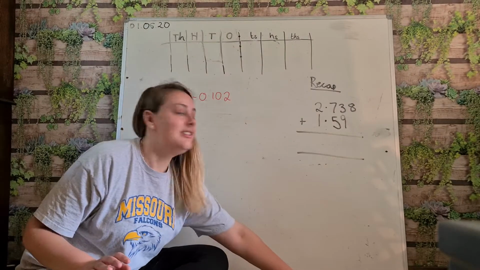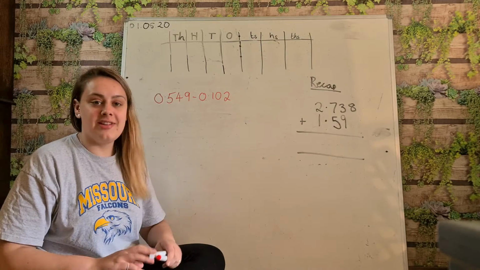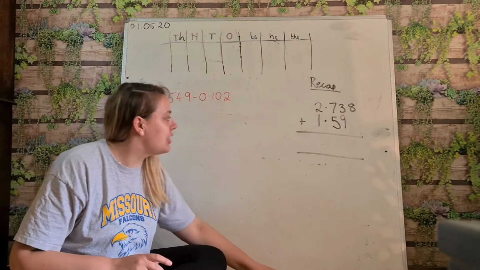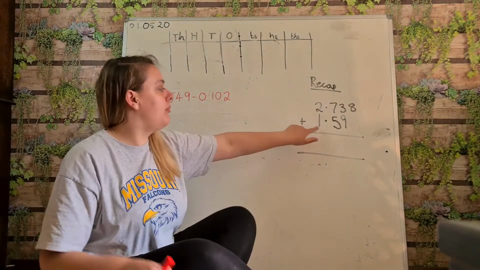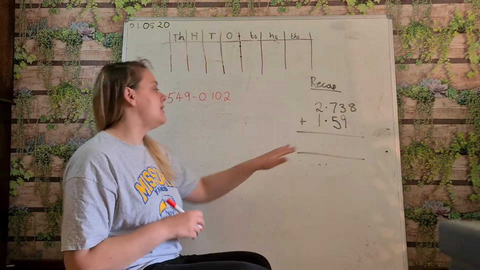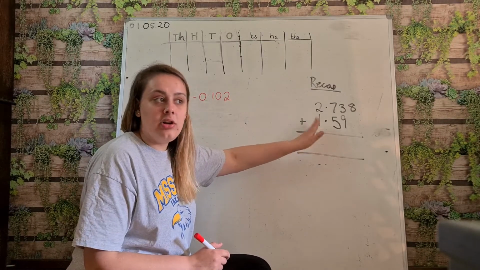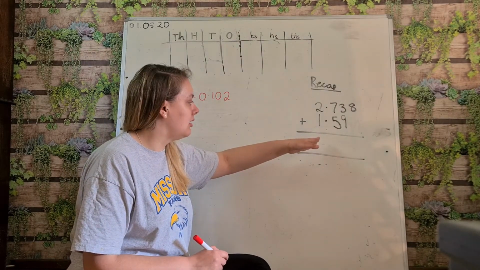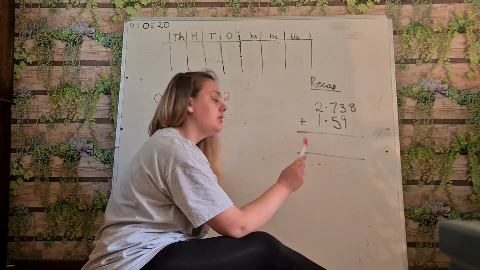Are you 5 again? So, we're going to do a quick recap, okay? So, we've got 2.738 add 1.59. So I've set it up here already. Have I placed it correctly? Have I got the place value correct? Yes, I have. Brilliant. Okay, don't need anything here.